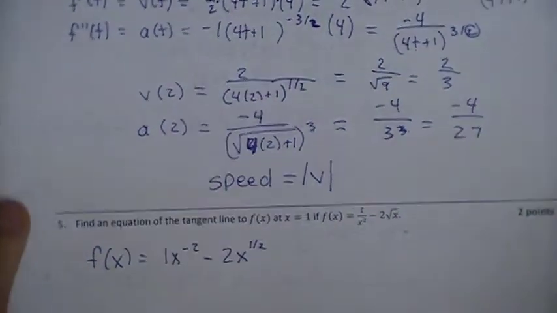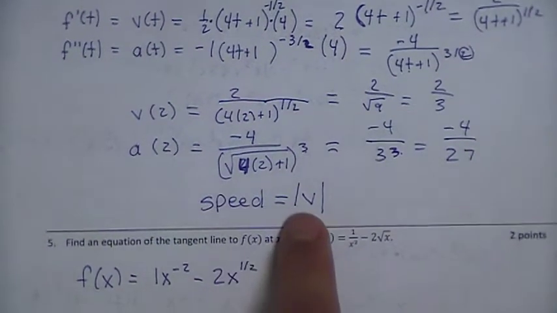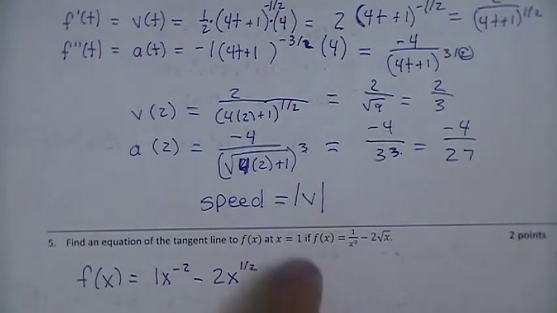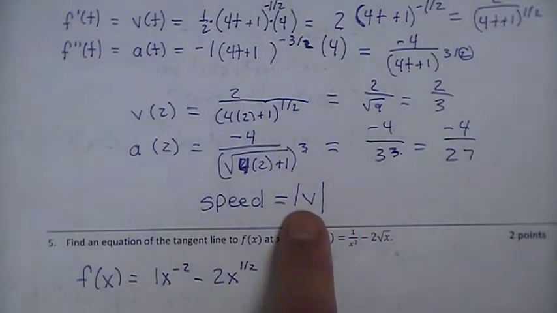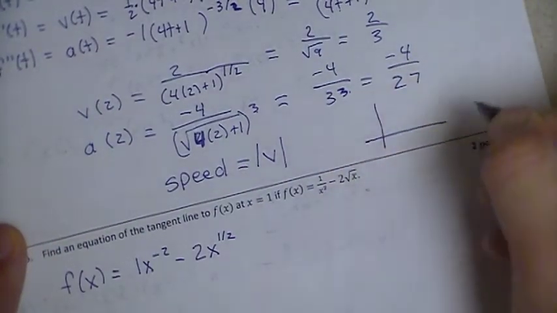So if velocity is getting closer to 0, your speed will be decreasing because the absolute value of velocity will be decreasing. If your velocity is moving away from 0, your speed will be increasing because the absolute value of velocity would then be increasing. So I'm going to think about the velocity graph.